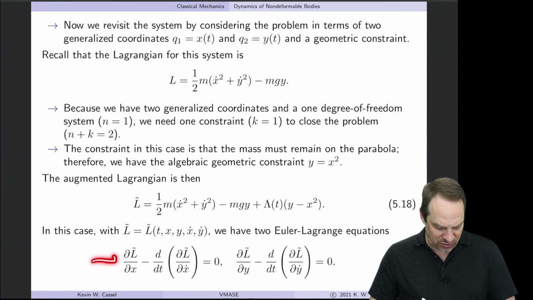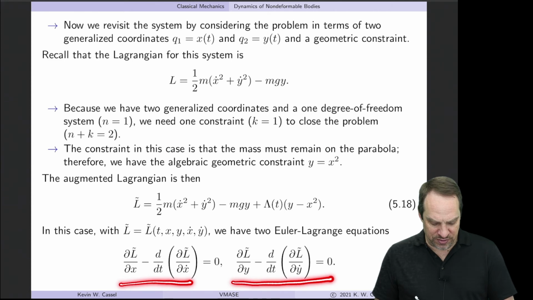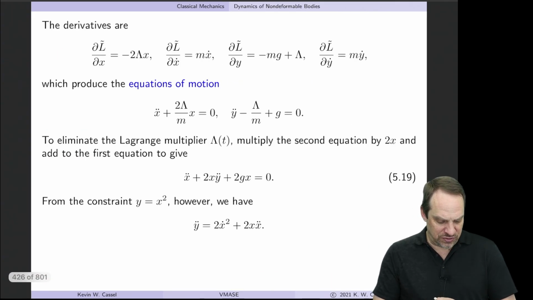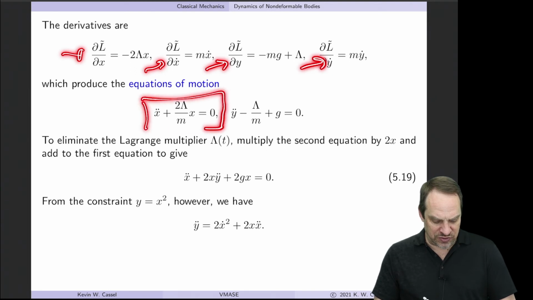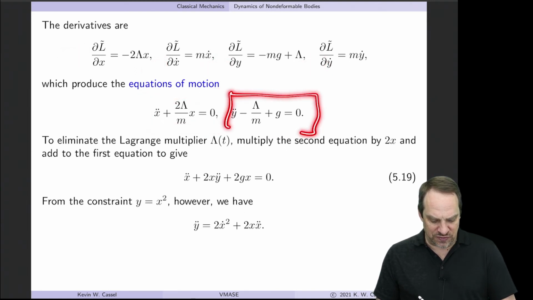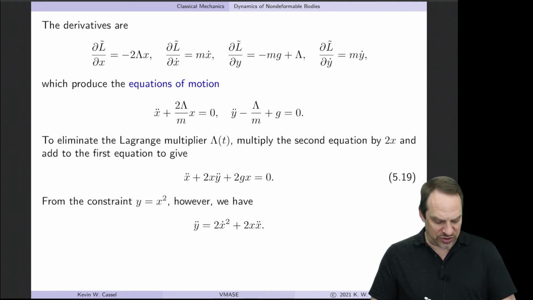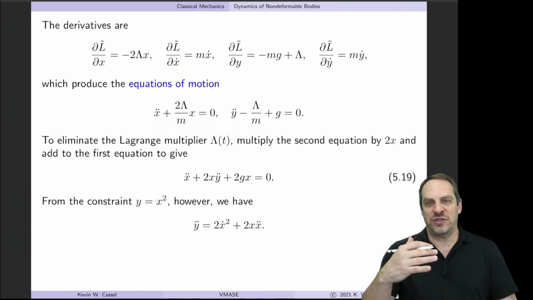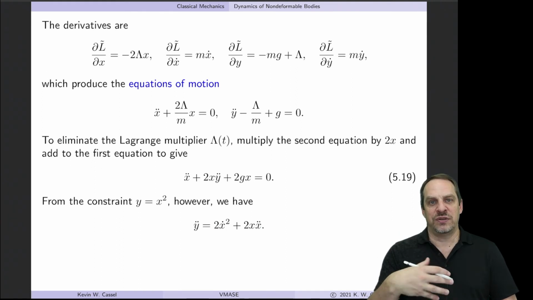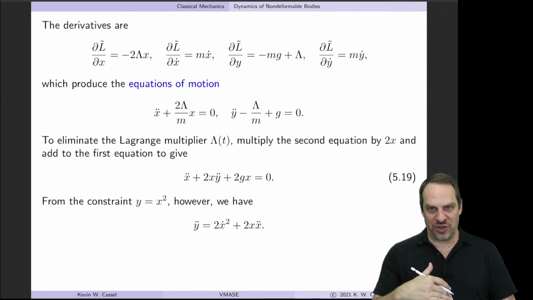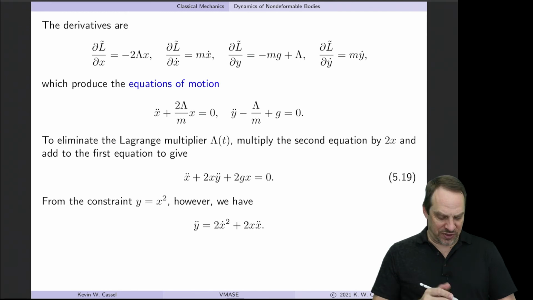So the corresponding Euler-Lagrange equations, one for x and one for y. You evaluate those to do all the partial derivatives, and the first one gives you this, and the second one gives you this. These are the two equations for x and y that we need to solve. So now, because we haven't incorporated the constraint before we got the Euler-Lagrange equations, we now have to eliminate the lambda, the Lagrange multiplier, using the Euler-Lagrange equations themselves.